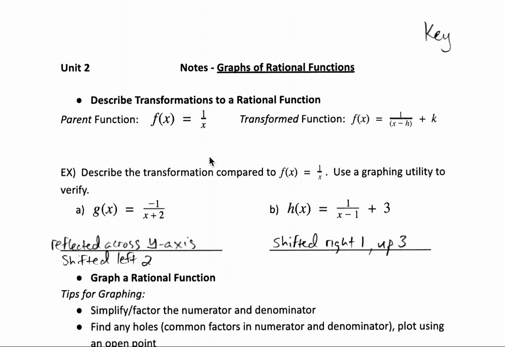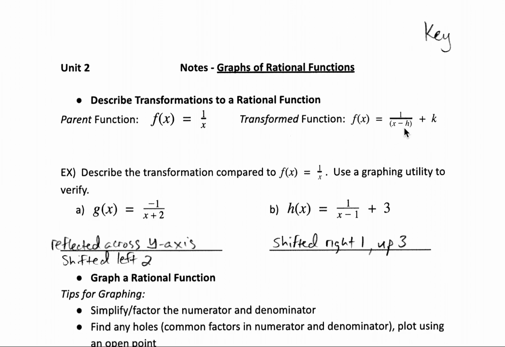For example, if we have the function negative 1 over x plus 2, well, we have two transformations occurring. The first being the negative part of our function. That's going to reflect the function across the y-axis. And that might be something a little different than you're used to. Usually, if we have a negative function, it reflects over the x-axis, but for rational functions, it acts a little bit differently, so be careful there.